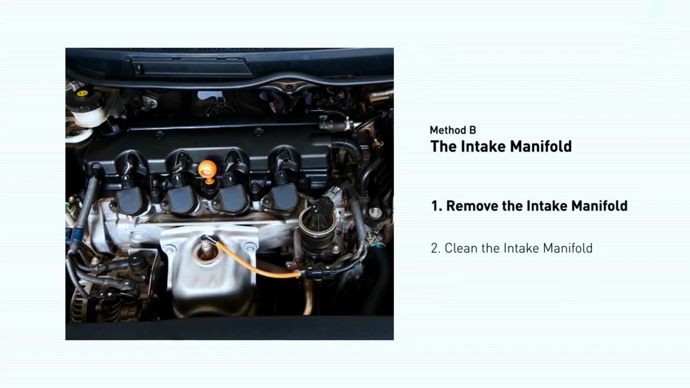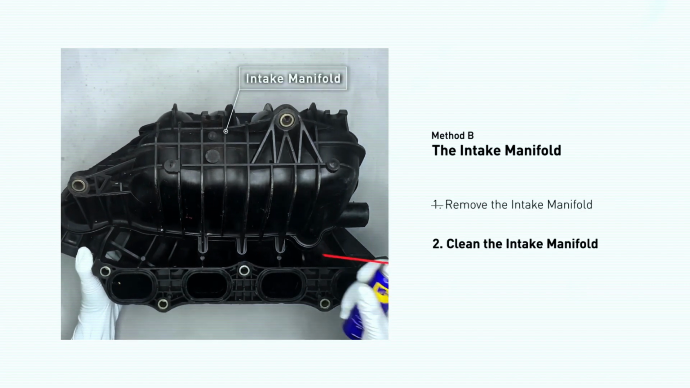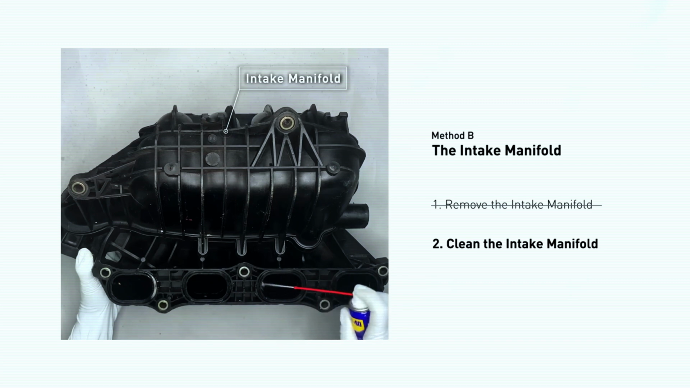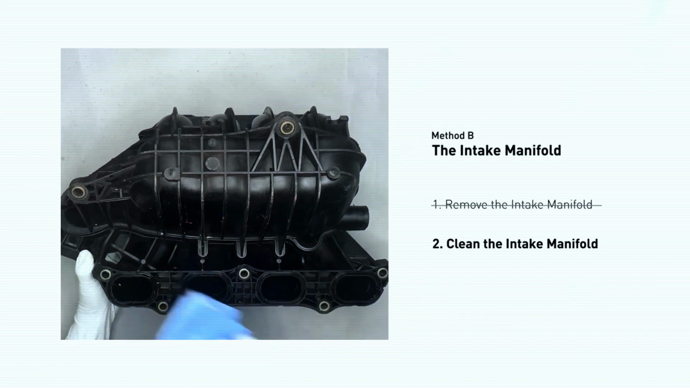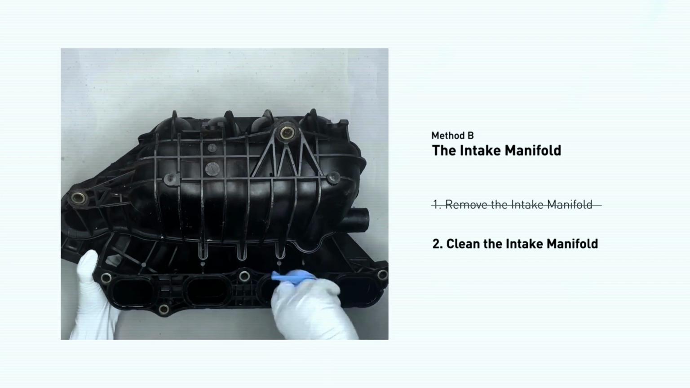Method B, the intake manifold. The intake manifold sits on top of the engine and plays a key role in the combustion process. First, carefully remove the intake manifold from the engine. Use the WD-40 cleaner to clean up the crud inside the intake manifold, and wipe it well to make sure all the carbon buildup is now removed.